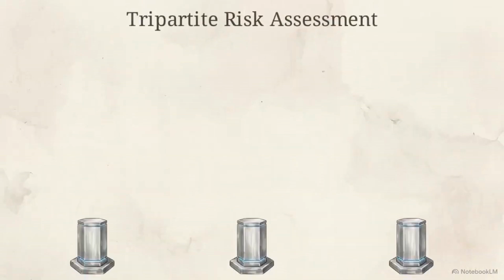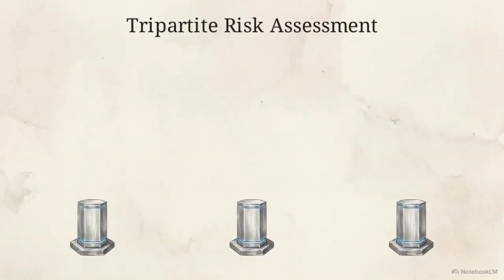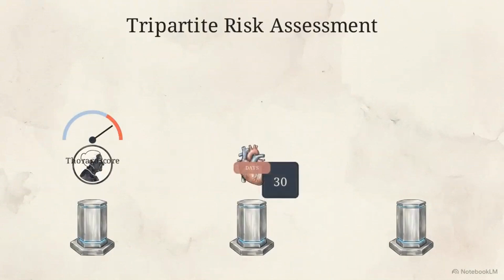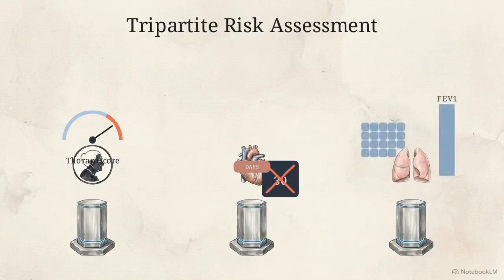Clinicians use the British Thoracic Society tripartite risk assessment to evaluate 3 vulnerabilities. First, operative mortality via thoracoscore. Second, cardiovascular risk, excluding surgery within 30 days of a myocardial infarction. Third, post-operative dyspnea, calculating predicted FEV1 by subtracting resected segments from total lung volume.